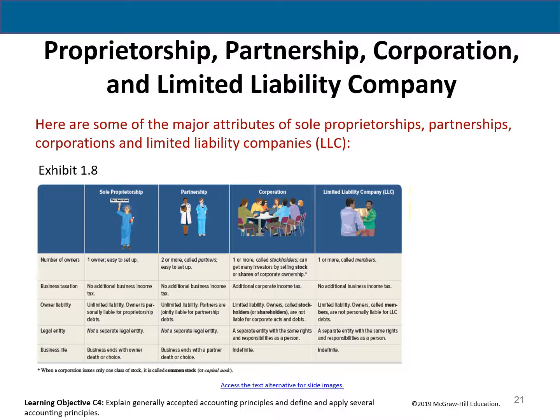With the partnership, it's very similar, but now you have more than one owner, and we call these partners. There's no additional business income tax. They have unlimited liability like a sole proprietor, but now it's shared among the owners. Just like a sole proprietorship, it is not considered separate from its owners in the eyes of the law. And the business ends when one of the partners dies or leaves or is added.